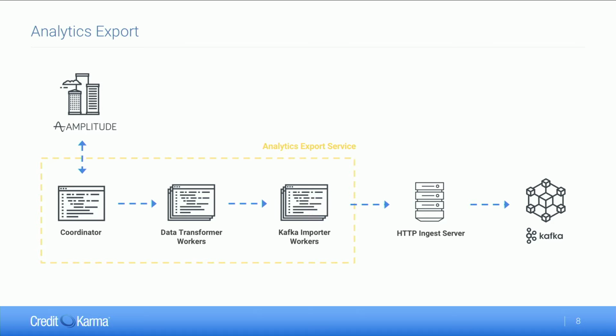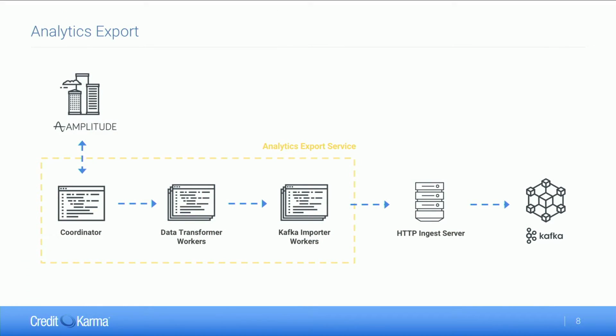So just very briefly, I'll walk through what this application is. Essentially, these actors are the coordinator actor to pull the data out of Amplitude. They have a REST API, and every hour they make the last hour's data available. So we had something to kick off this batch process.